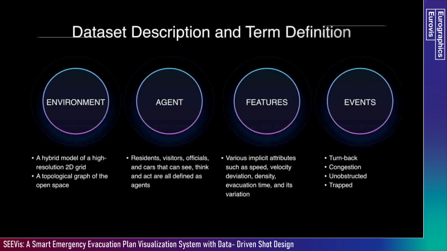We first obtain the data which simulates the earthquake evacuation events in a city of Japan. The data are grouped into two parts: the environment, which is simulated by a 2D model, and agents. The dynamic movements of the agents are used to construct the evacuation trajectories. We use features to indicate important attributes in the data, such as speed and velocity deviation. We also define a series of events in the earthquake evacuation analysis, such as turn back, congestion, and trample, etc.